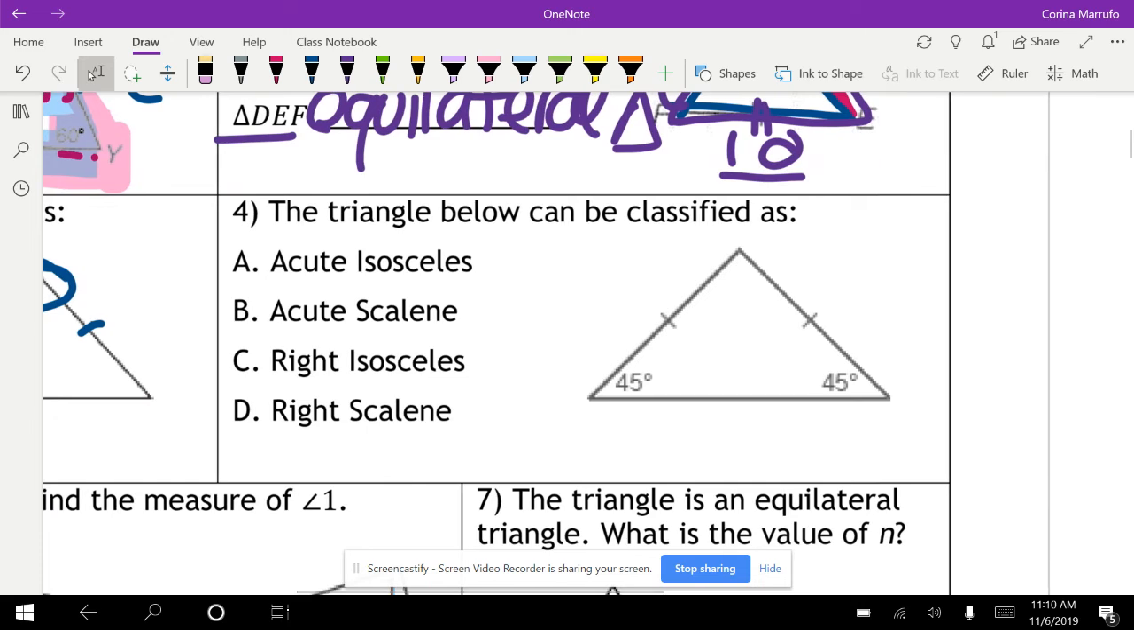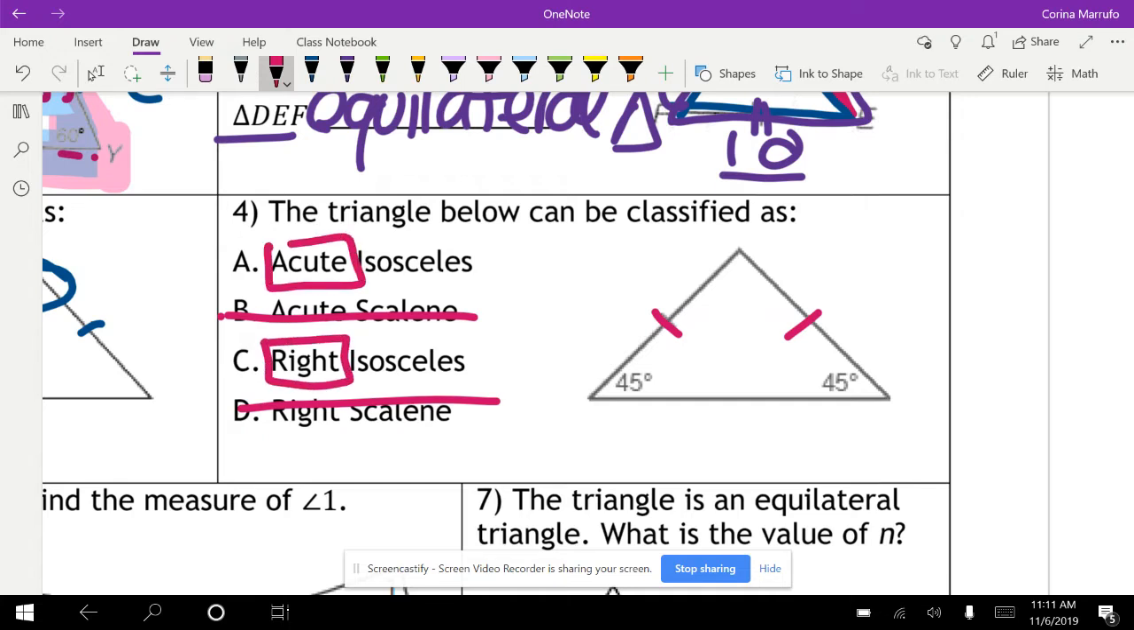All right, this next one, this is an isosceles triangle because both these sides are the same. So it's going to be an isosceles, so we can cancel out B and D. And in order for us to tell whether it's a right triangle or an acute triangle is to find this third angle right here. And that's going to tell us what kind of triangle it is. So if we do 180 minus the 45 plus 45, sorry, I'm running out of space. Oh, shoot.